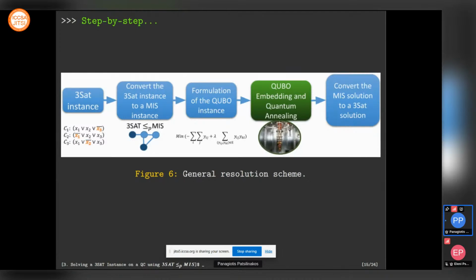So the general scheme of resolution is the following. We start with the 3-SAT instance. We use the polynomial time reduction to the maximum independent set. We formulate the QUBO of this maximum independent set instance, we give the QUBO and a few parameters to the quantum machine, and then from the different solutions we obtain, we build a 3-SAT solution, or several.